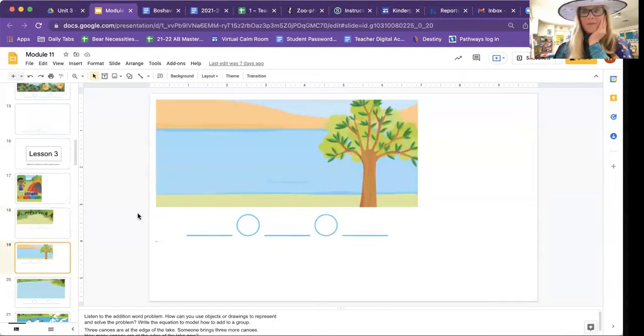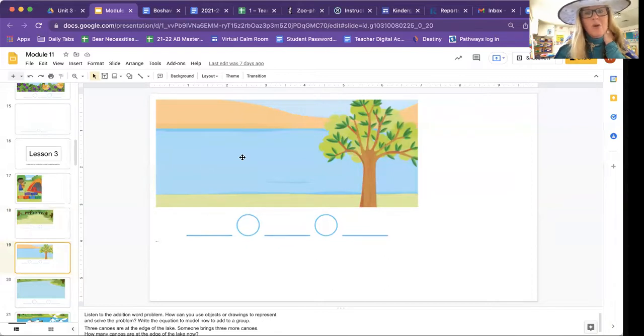Oh, Blake. All right, listen to the addition word problem. There's your key, addition. How can you use objects or drawings to represent and solve the problem? Write an equation to model how to add the groups. So just like before, we're going to draw a picture. And remember, we're just going to use shapes to represent. We're not going to actually draw pictures of whatever's in the story because it's not art time.